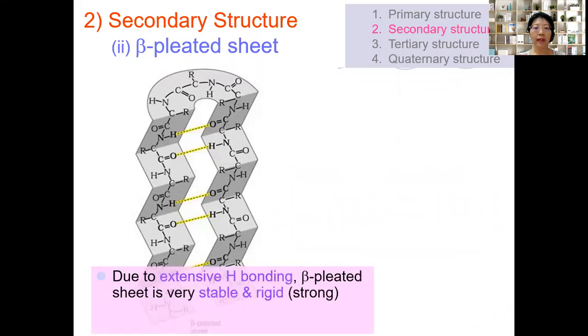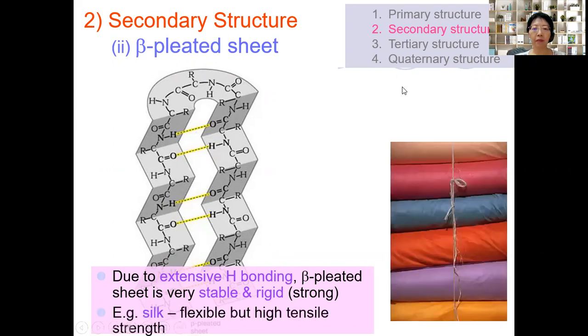Okay, so due to the extensive hydrogen bonds, you can see the yellow color line, right? So extensive hydrogen bonds along the entire neighboring chain. The beta-pleated sheet again is very stable and rigid, means not easily being bent. For example, a structure made out of beta-pleated sheet is the silk. Silk is very thin but very strong, okay, because of this beta-pleated sheet structure, extensive hydrogen bonds.